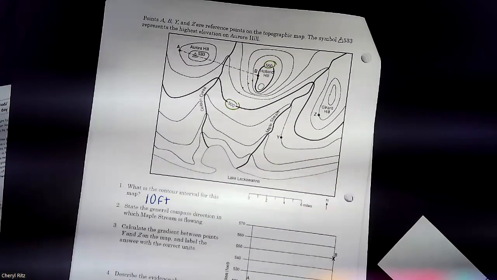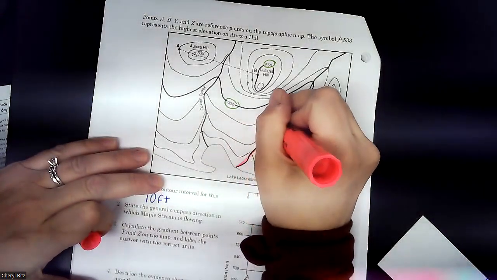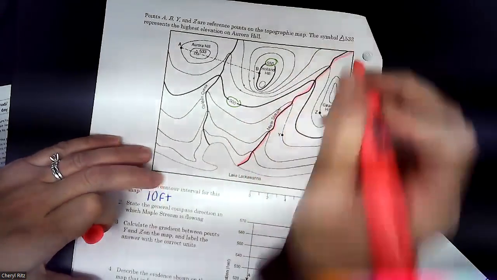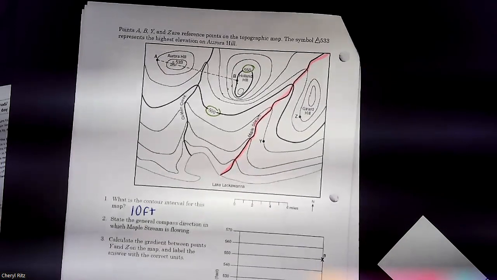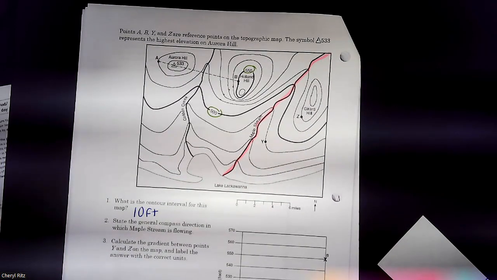State the general compass direction in which Maple Stream is flowing. Here is Maple Stream right here. They want to know. Ooh, I just heard 3 very different answers. So can we at least establish it's going south? How? Okay, not because it's not going north, because streams can go north.